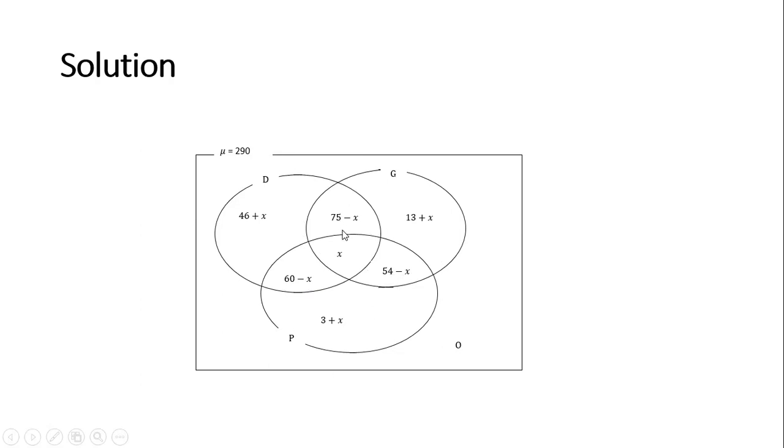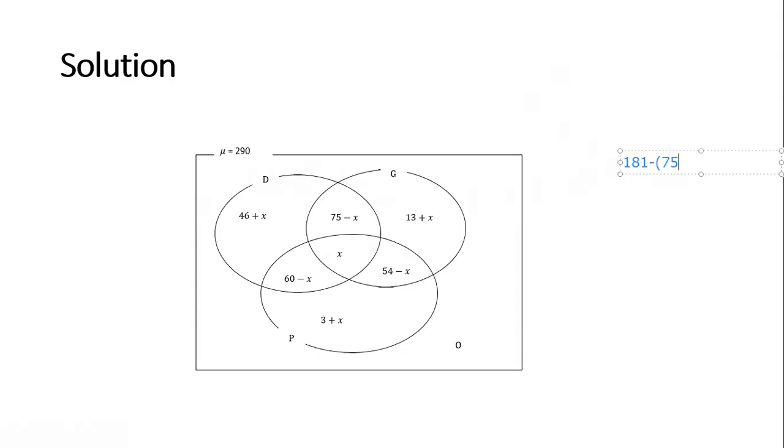Then we want to see the other ones that are left. People that read the Daily Times alone is what we want to consider now. Since we were told earlier that the number of people that read the Daily Times is 181, we have to subtract even those people that read two of the papers, the Daily Times and the Guardian. And what do we have?